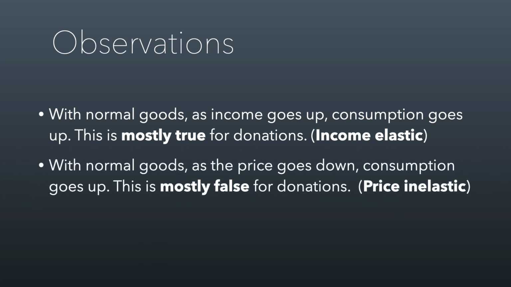With normal goods, as the price goes down, consumption goes up, and this is mostly false for donations. And so it means that people don't respond to tax prices that relate to donations. It appears that as you change the price of donations, people don't actually give more or less. Now, it's confusing to talk about the price of donations, but it's what costs do you incur by giving, or what benefits do you get by giving is another way to think about pricing of donations.